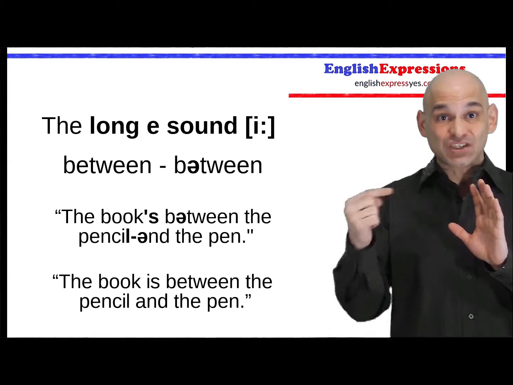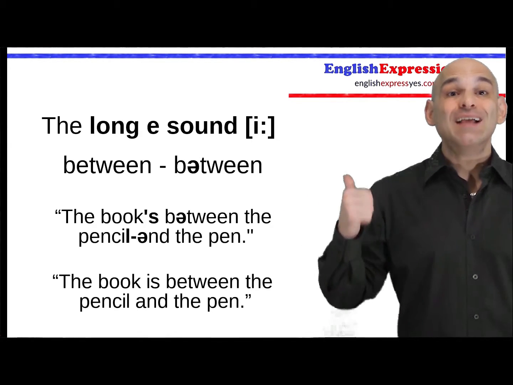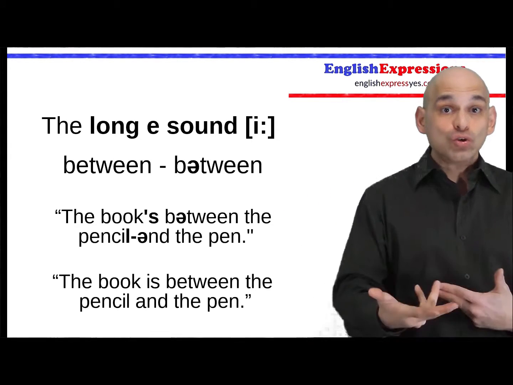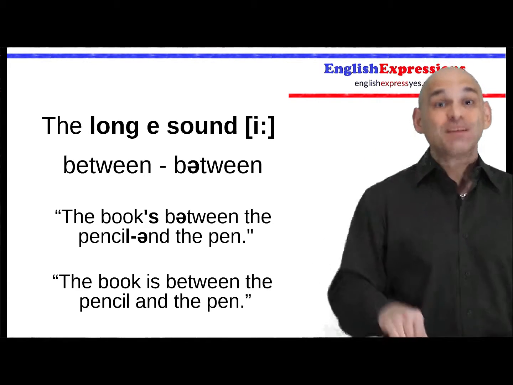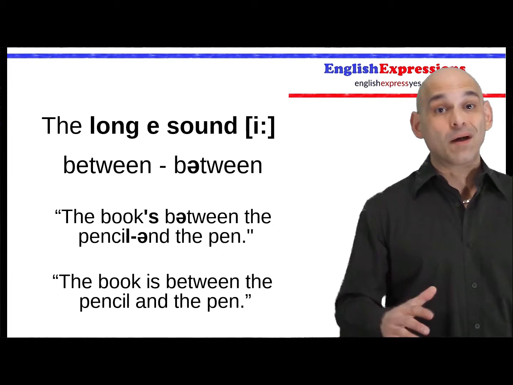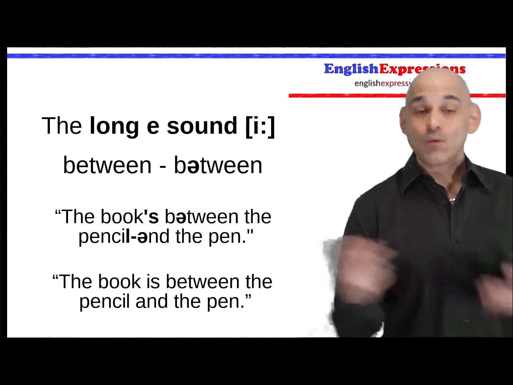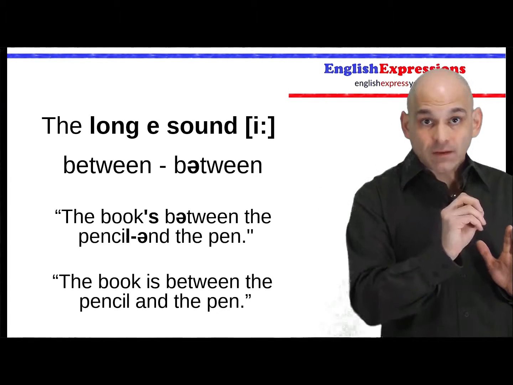So the L in pencil links onto the schwa in "and." The pencil, un. "And" is a function word too. And instead of "and," we say "un." And we drop the D: "un the pen." The book's between the pencil and the pen. And we link them together. The pencil and the pen.